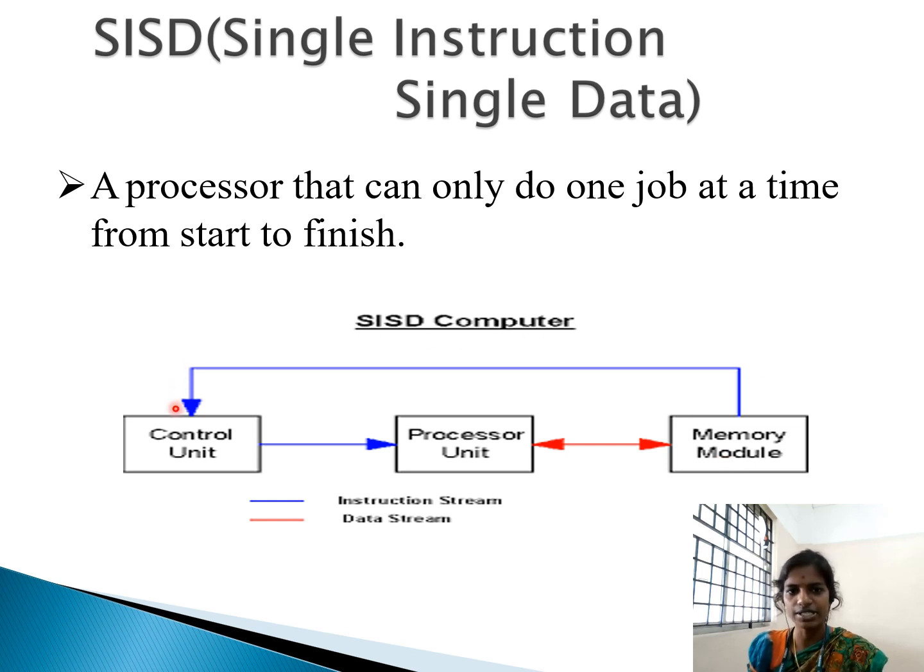So only one instruction is given to the controller. The processor can do only one job at a time, and that instruction will be processed and the result will be stored. The next instruction will be sent to the control unit. Similarly, the same process is going to be repeated. So this is single instruction stream and single data stream. This particular processor type was used initially, but now it is not in practice.